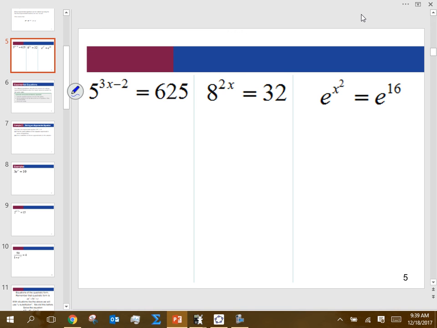So let's do this first one here. We did this one already. We did 5 to the 3x minus 2 equals 625. We got x to be 2. We've already done it one way. Let's make sure that we can verify that answer using the approach we just talked about. The approach we just talked about said take the logarithm of both sides, right? Okay. So I'm going to take the log of 5 to the 3x minus 2 and the log of 625. Okay. That allows me to get 3x minus 2 to come out in front.